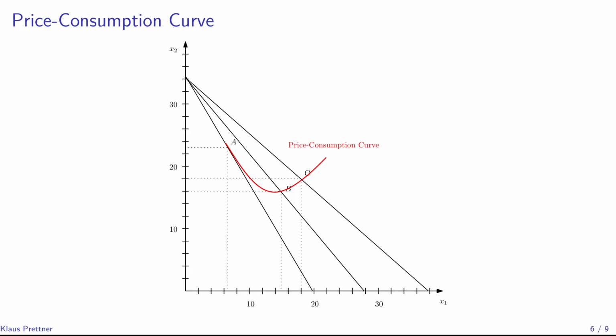And if we connect these points, we get the price consumption curve. We observe that this curve is downward sloping first when the substitution effect dominates for good 2, and then it becomes upward sloping when the income effect dominates. And this curve now provides us with combinations between the consumption choices of the two goods and the price changes that we have.